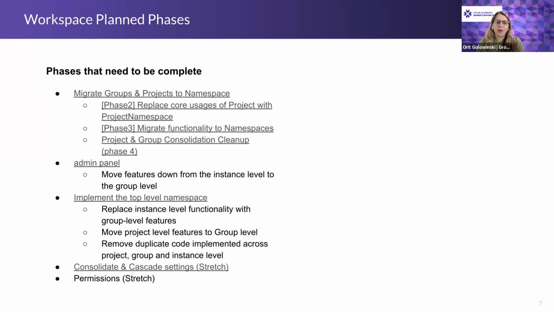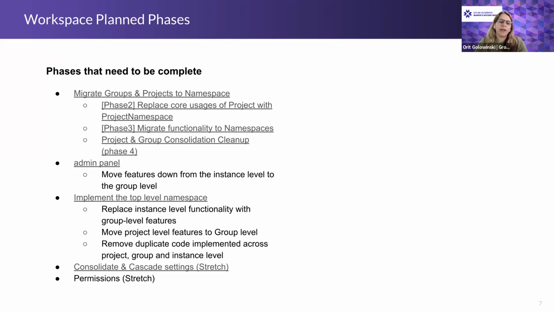Phase 3 is the one that I'm most excited about. We need to complete phase 2 before that, but it's the ability to migrate functionality to the new namespace concept, which will allow every single group in GitLab to start migrating their features over to this new level. And that means that once you develop something, it's supported already for the project and group level. And then we have a cleanup.